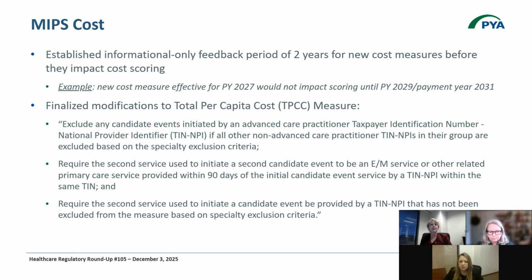and so they were trying to adjust for that noise. It does require the second service that's used to initiate a second candidate event to be an E&M, an evaluation and management service, or another related primary care service provided within 90 days of that initial candidate event, again by a TIN NPI within the same TIN. And then it requires the second service used to initiate the candidate event be provided by a TIN or an NPI that has not been excluded from the measure.